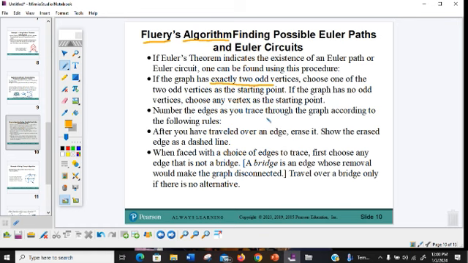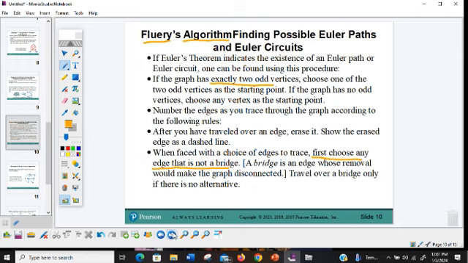Number the edges as you trace through the graph according to the following rules. After you have traveled an edge, erase it. It says show the erased edge as a dashed line. When faced with a choice of edges to trace, first choose any edge that is not a bridge, and this is important. A bridge is an edge whose removal will make it a disconnected graph. So you want to travel over the bridge only if there's no alternative.